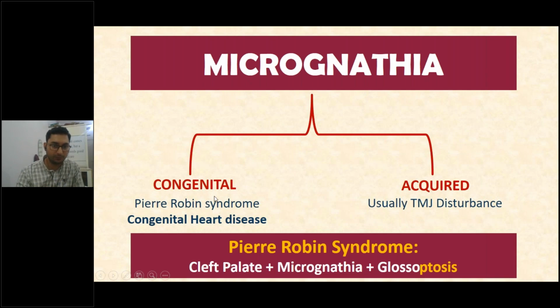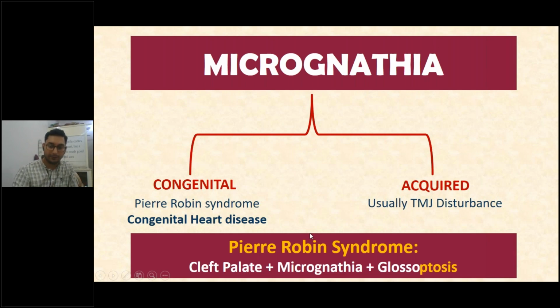Next is Pierre Robin syndrome. What does this include? This is congenital Pierre Robin syndrome. It is very easy to learn. Cleft palate, micrognathia, and glossoptosis. How are they interlinked? If you remember cleft palate, the rest will be understood. If you remember micrognathia, these will be understood.